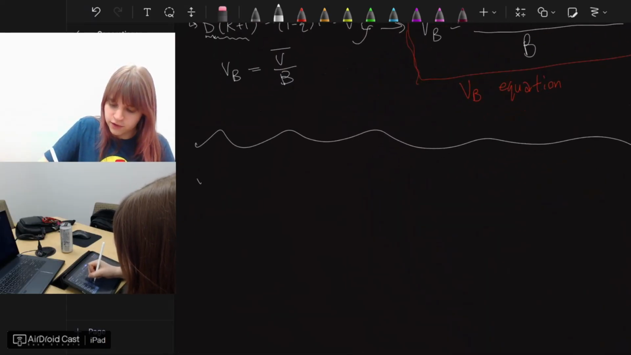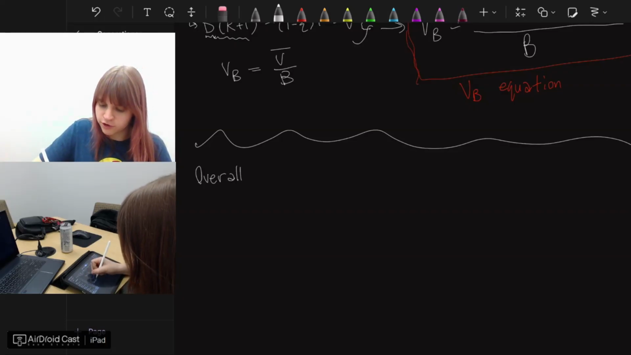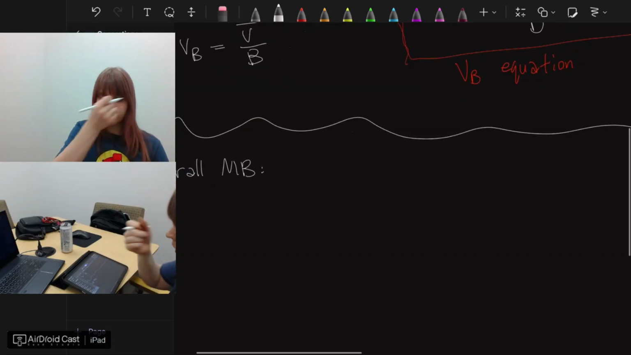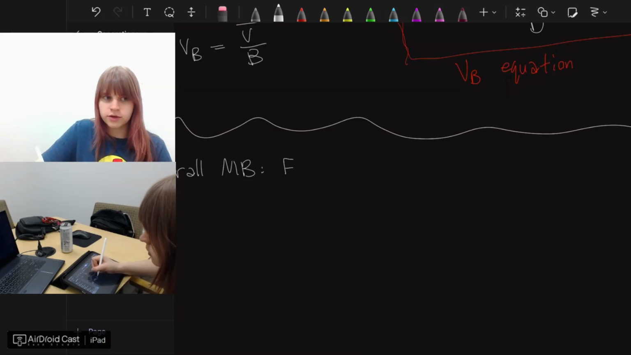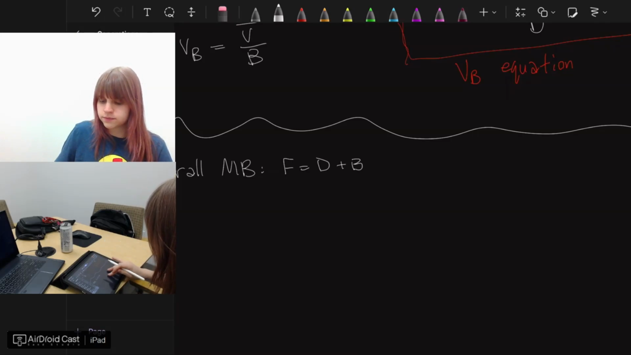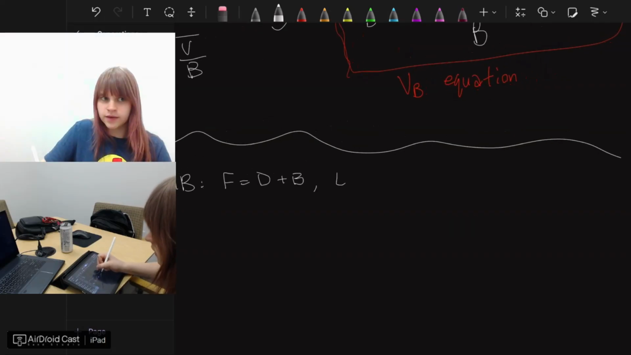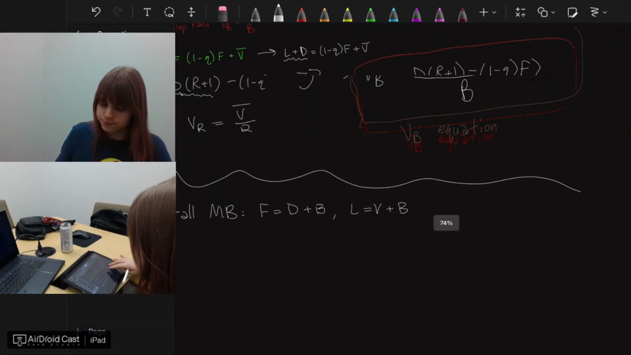So we have an overall column material balance. We've written this prior, but I'm just going to do this again. We know that the feed is going to be equal to the distillate plus the bottoms once all is said and done. And the liquid is equal to the vapor plus the bottoms.